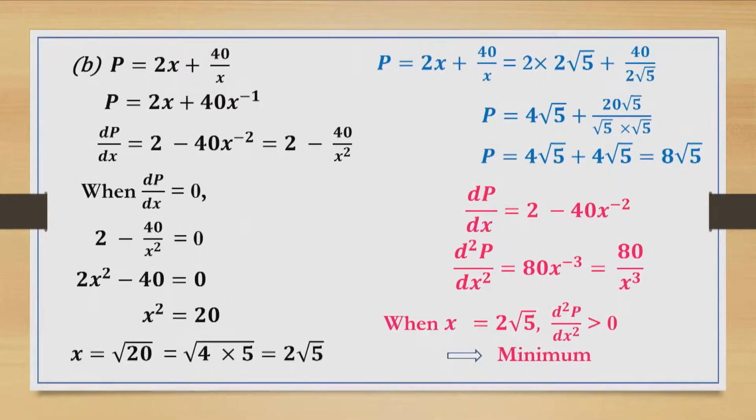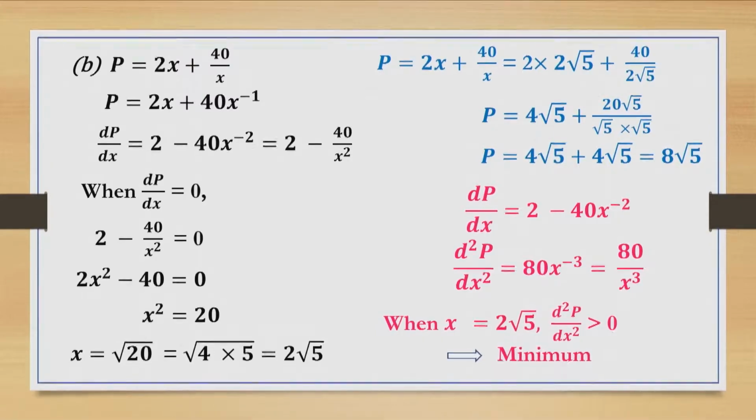So differentiating 2, I get 0. Now differentiating this part, bring down the power. So minus 2 times minus 40 will give me 80, and decrease the power by 1. Minus 2 minus 1 is minus 3. So I get d2p over dx2 equal to 80 over x cubed.